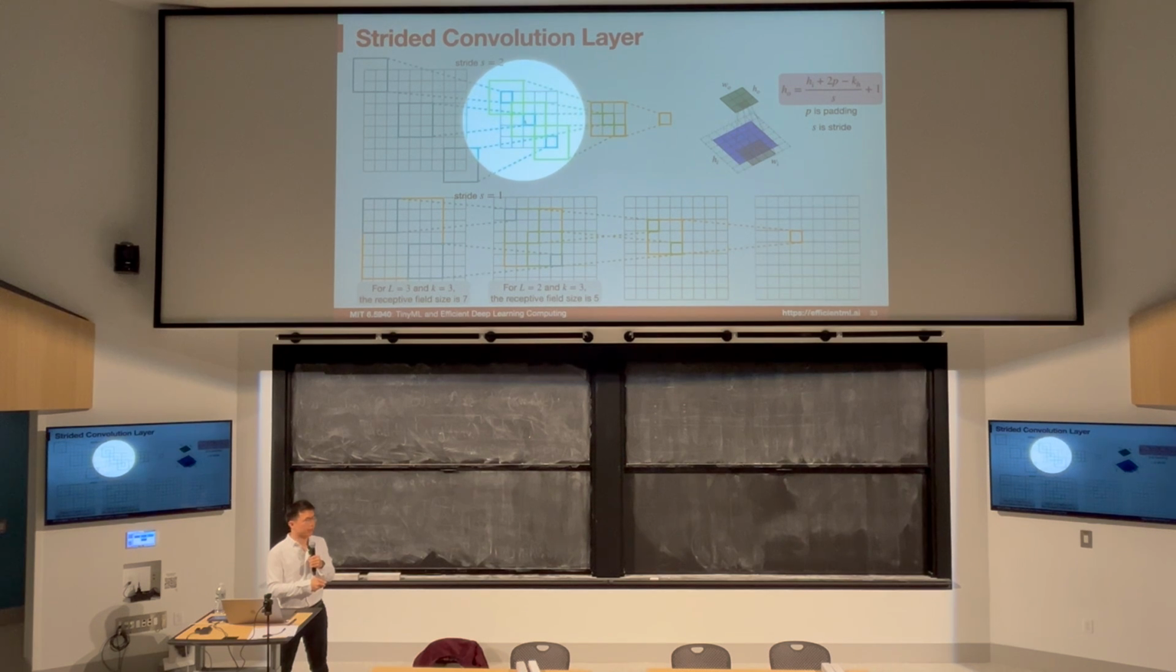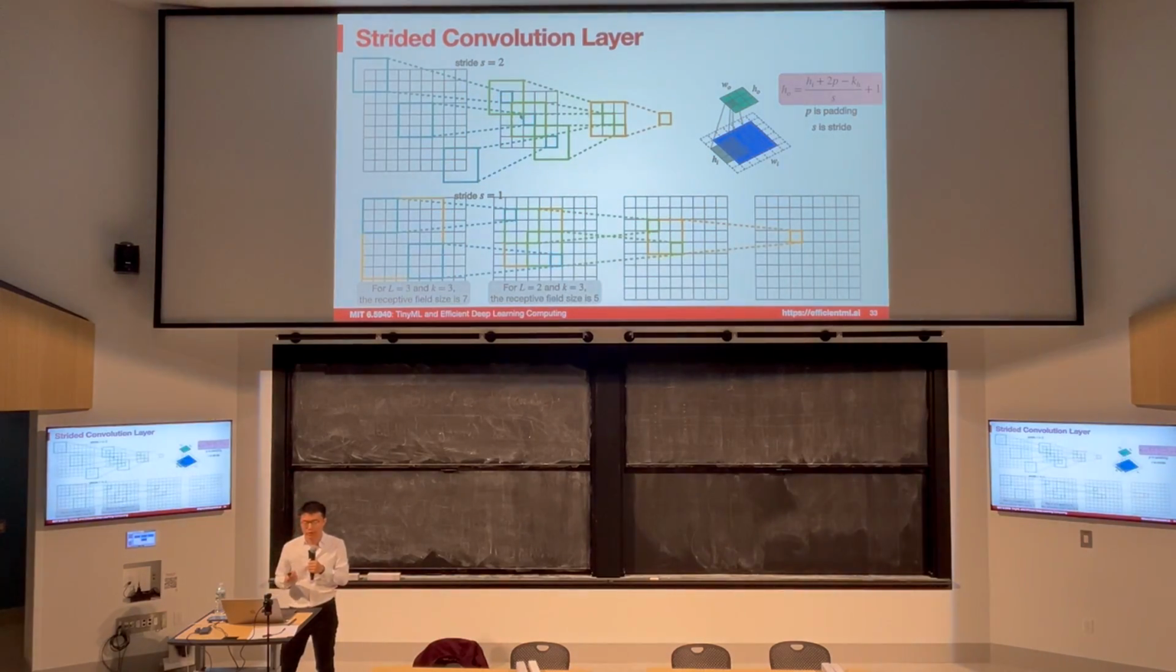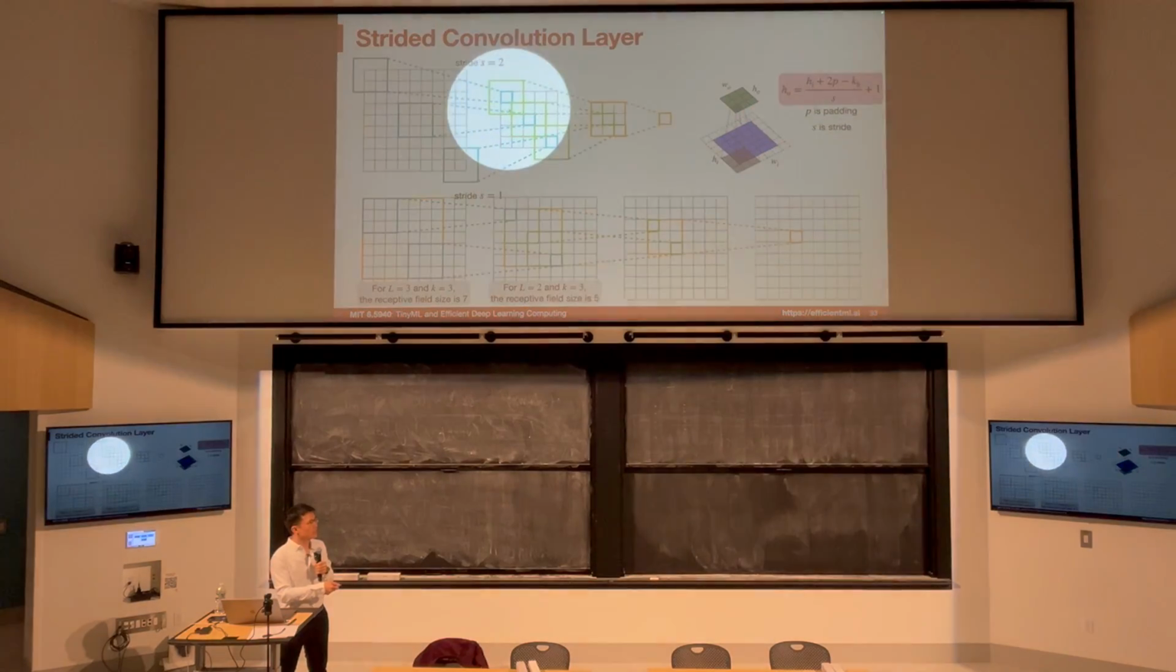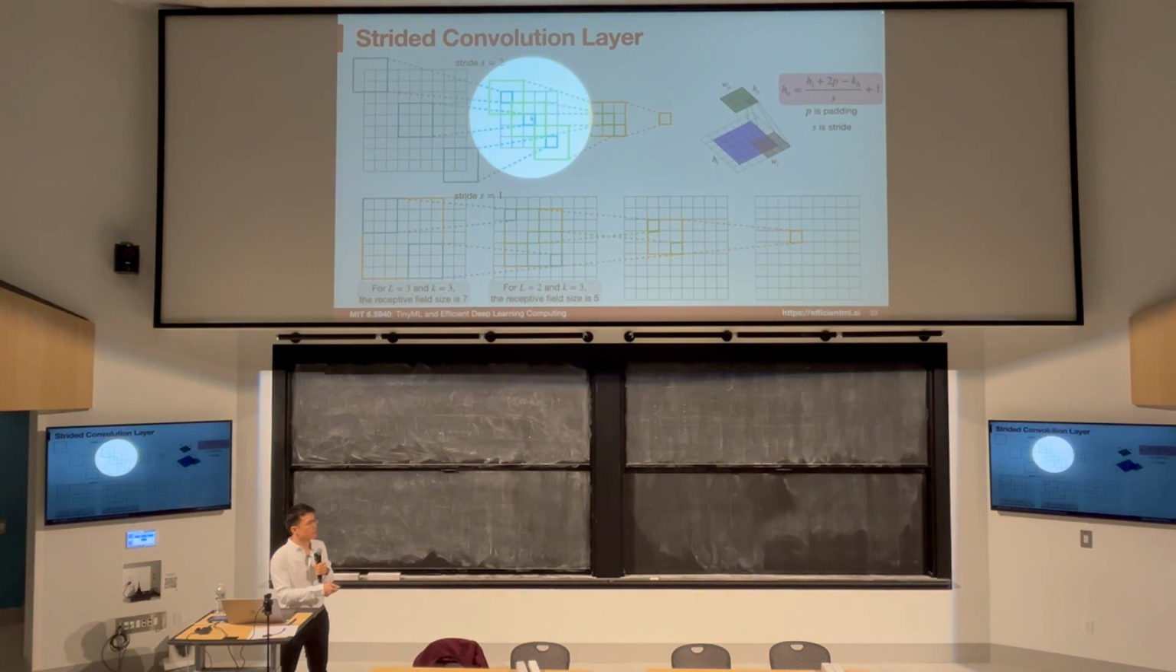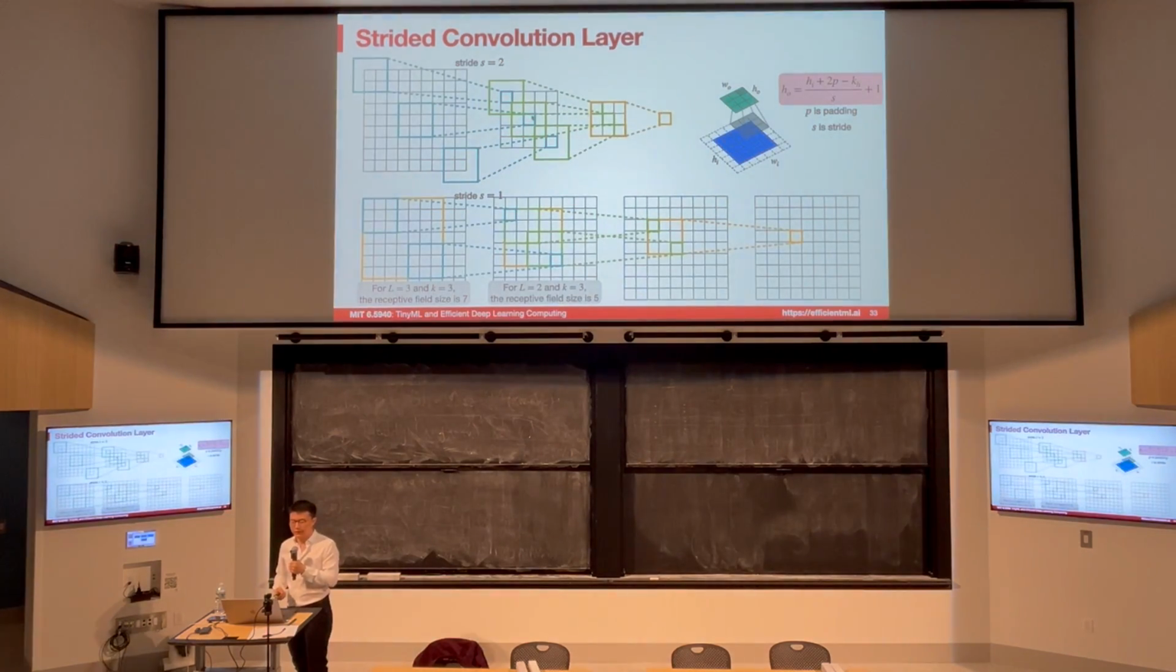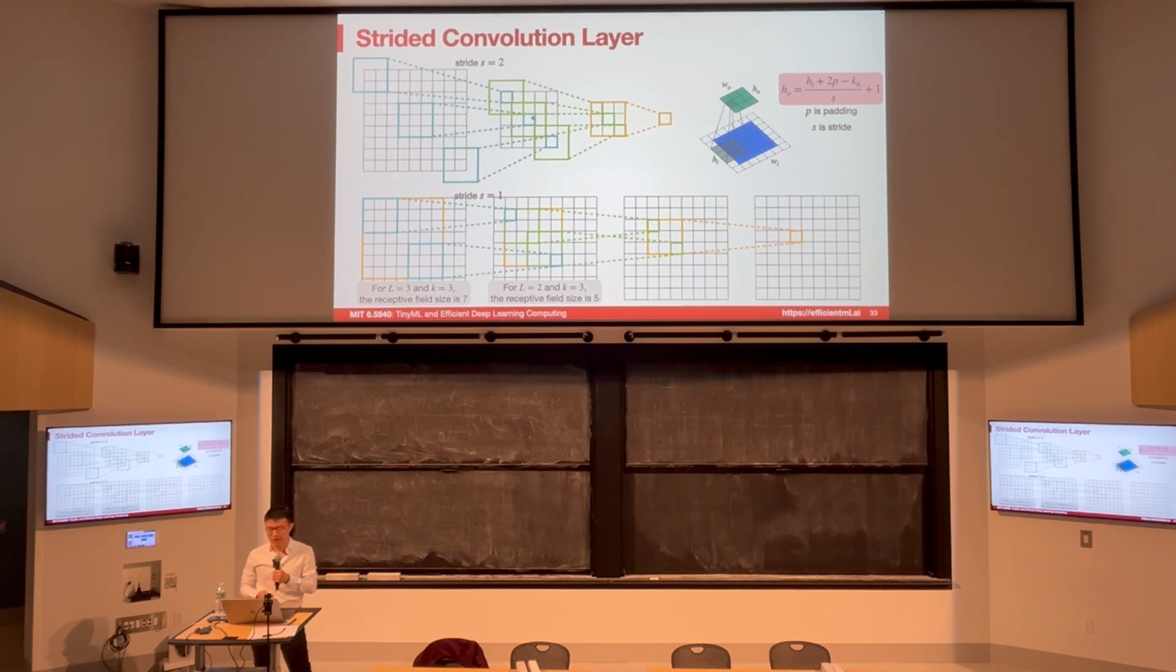The adjacent green 3 by 3 rectangle is shifted by not 1 pixel but 2 pixels. You can see this 3 by 3 versus this 3 by 3 is actually shifted by 2. So that's a stride of 2. Every time you don't move 1 step, but you move two steps. So that's the strided convolution. In this case, for 2 layers and kernel size equal to 3, the receptive field becomes 7. Previously it was 5, now it is 7. We have a larger receptive field with the same number of layers.